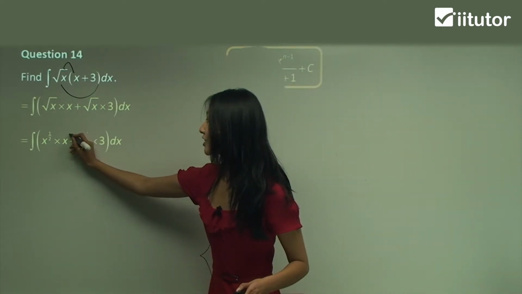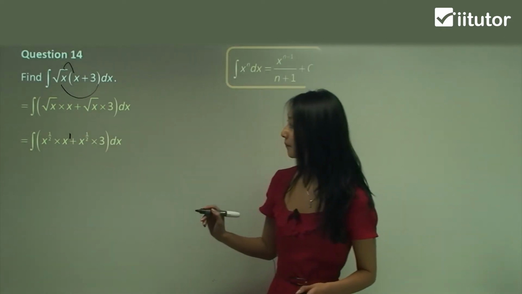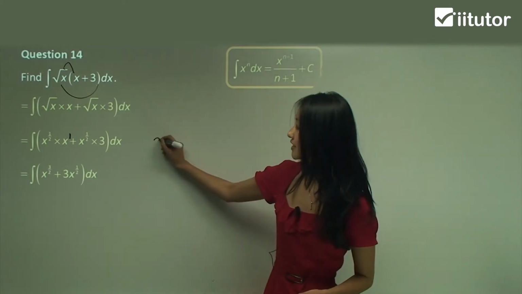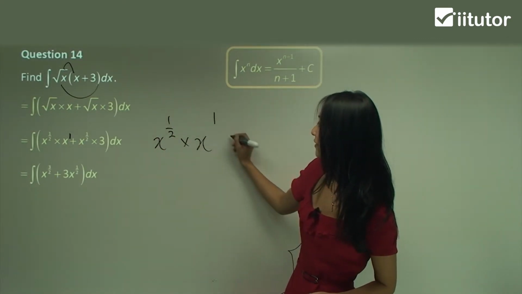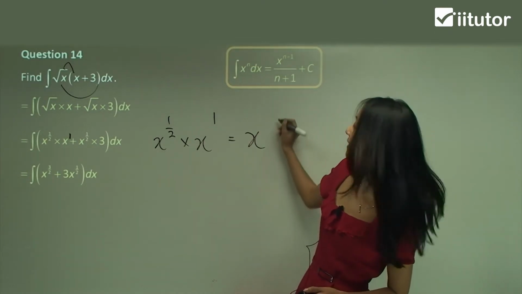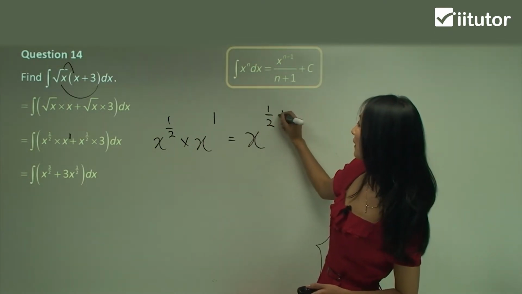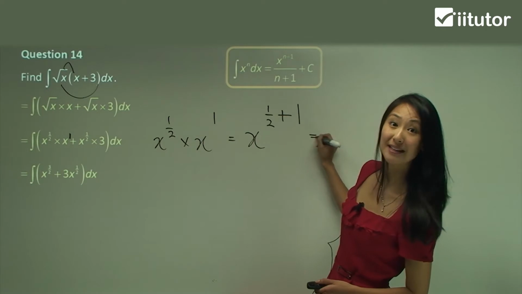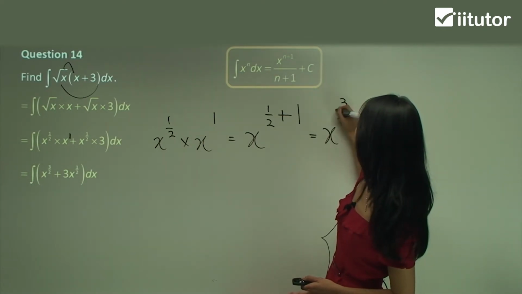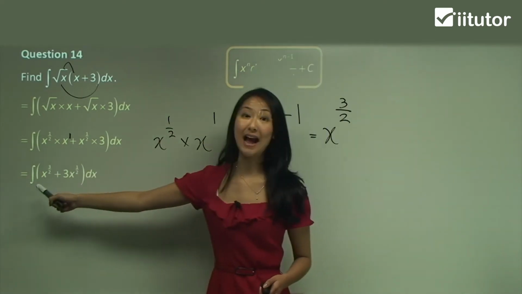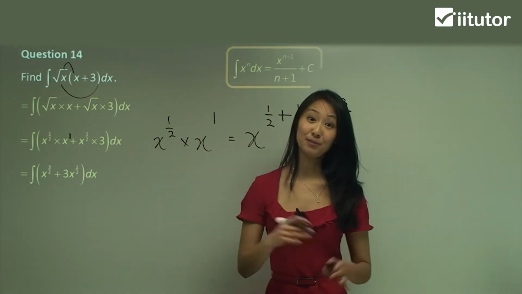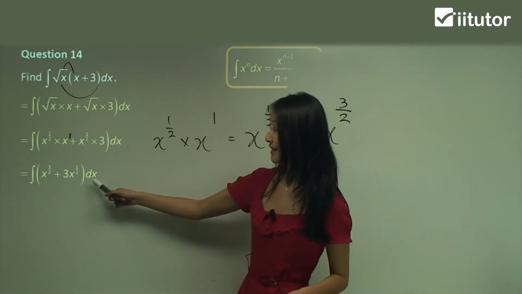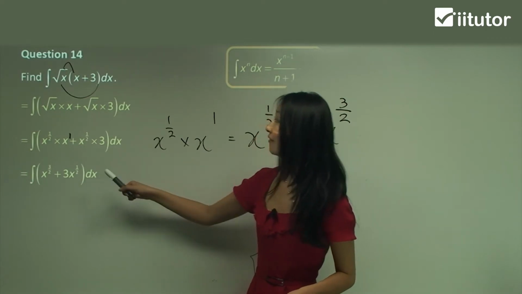So remember, there's actually a 1 up here like that. So we actually have x to the power of half multiplied by x to the power of 1, which means that this becomes x to the power of half plus 1, which is how we get x to the power of 3 on 2 that we have over here. Now, 3 is just a number, so when we multiply together, this just becomes 3 times x to the power of half.